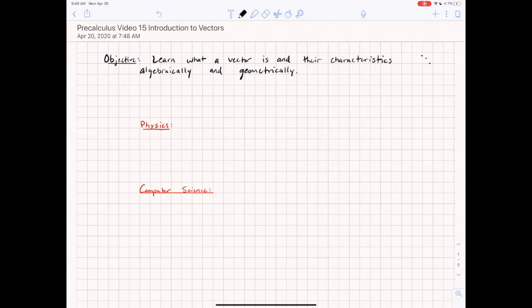All right, welcome everybody to video 15, which is going to introduce this idea of a vector. Now, the objective of this video and the following two videos is to learn essentially what a vector is and their characteristics, so how we can describe and write vectors, both algebraically and geometrically.